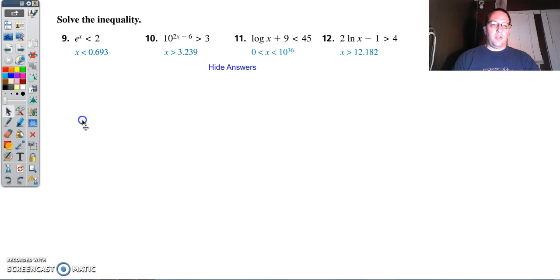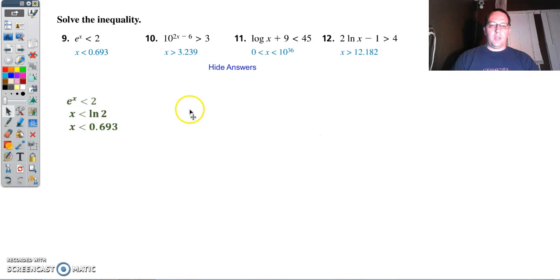So number 9, we have e to the x less than 2. So I'm going to write this in logarithmic form. So that would be x less than the natural log of 2, because remember, base e is natural log. So I can just type that in my calculator, and there it is, x less than approximately 0.693. All right.